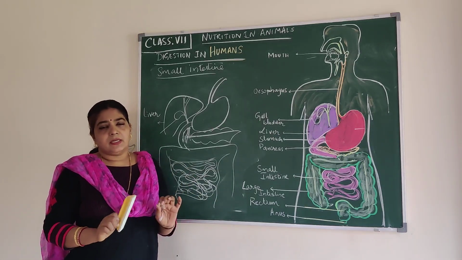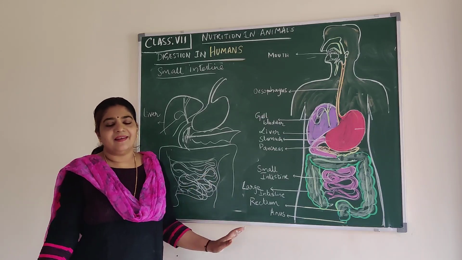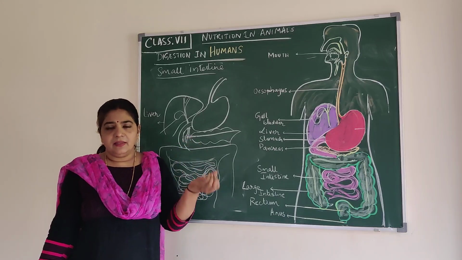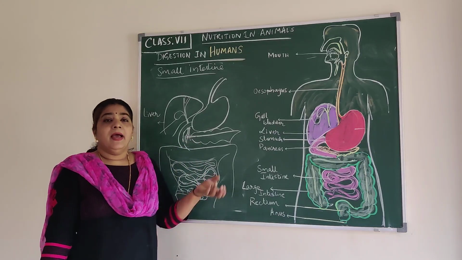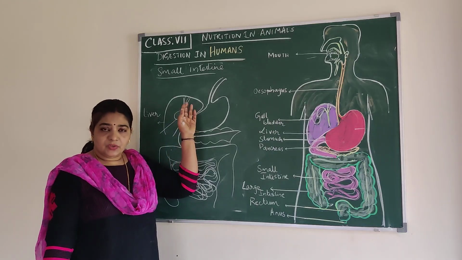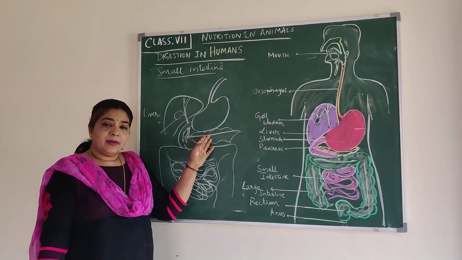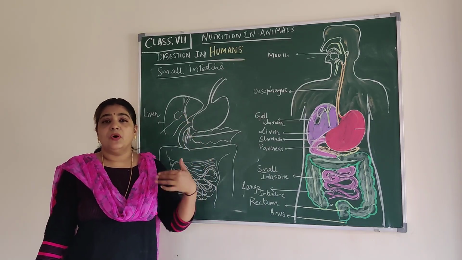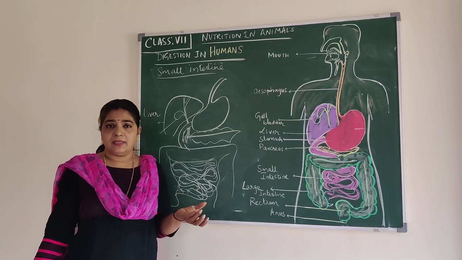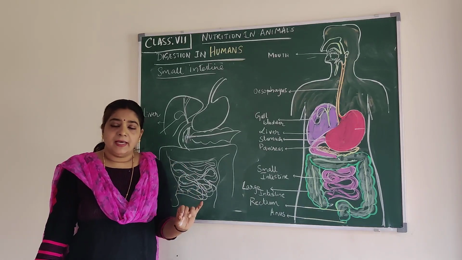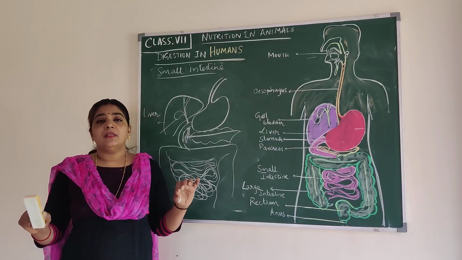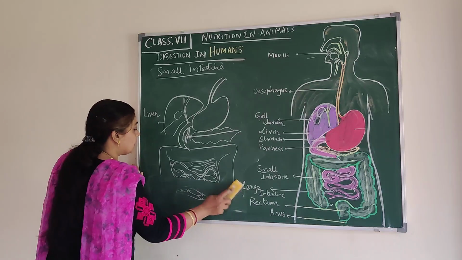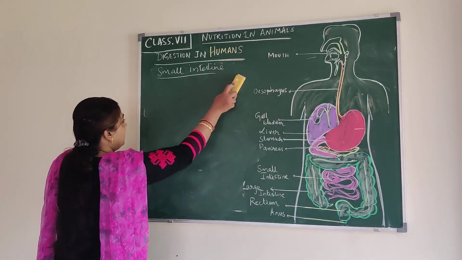In the small intestine, the food is completely digested, because it would have been digested partly in the mouth, and then in the stomach, and with the help of the digestive juices secreted by the liver, pancreas, as well as the small intestine. The walls of the small intestine produce intestinal juices which help in digestion of the food. Now, in the small intestine, the digestion is completed.